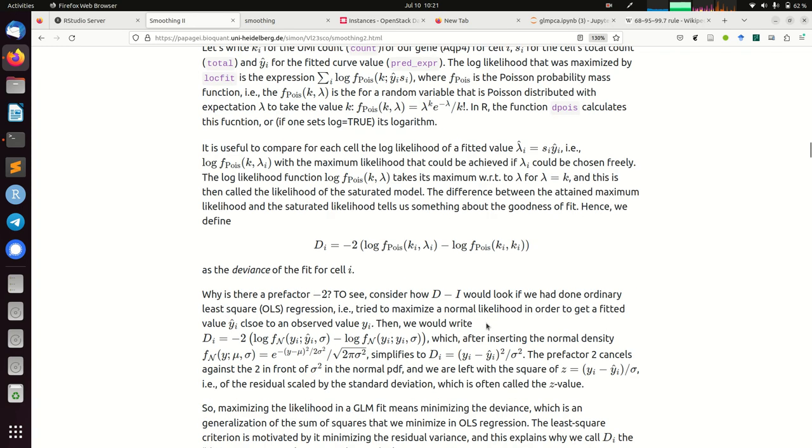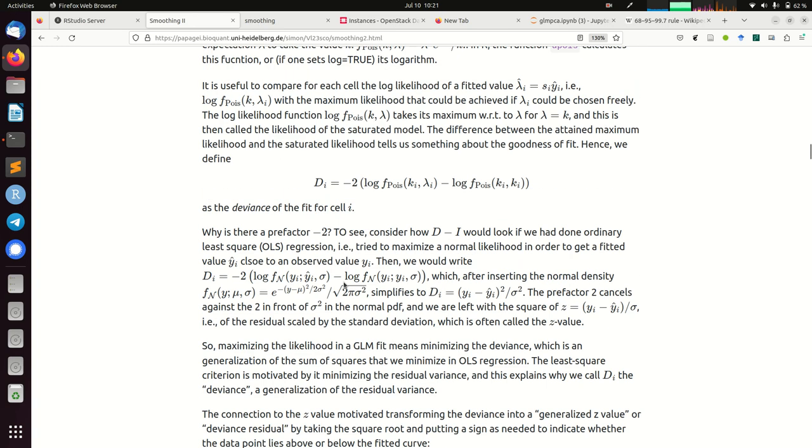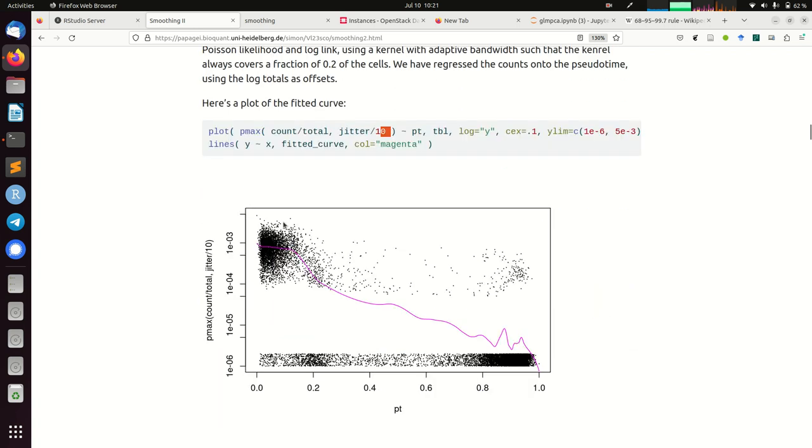So there is good reason to expect that. And to get a better feeling of what's happening here, one approach would be to say, okay, let's recalculate the likelihood, but this time let's allow for a little bit of biological variation. Let's assume plus minus 30% variation on the expectation of a Poisson.